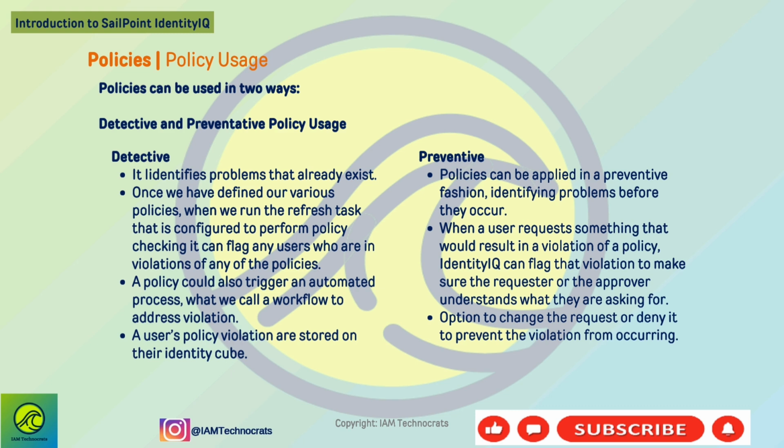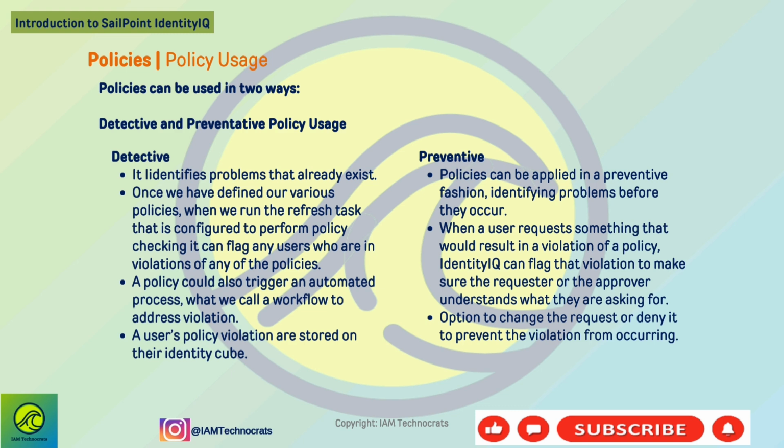One option, depending upon the type of violation, is to revoke some of the access. A policy could also trigger an automated process, what we call a workflow, to address the violation. Your implementation team can define that workflow to take whatever action you need. For example, automatically remove the access involved regardless of how we want to handle the violation. A user's policy violations are stored on their identity cube.